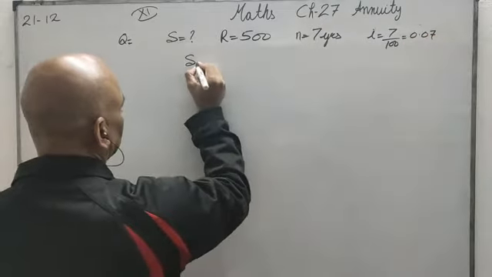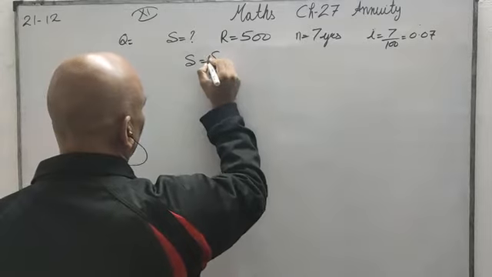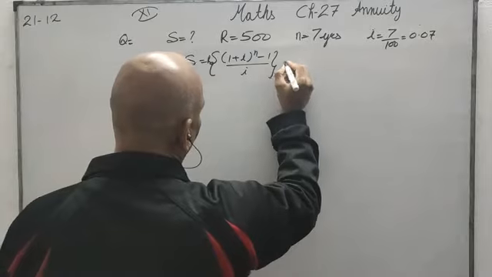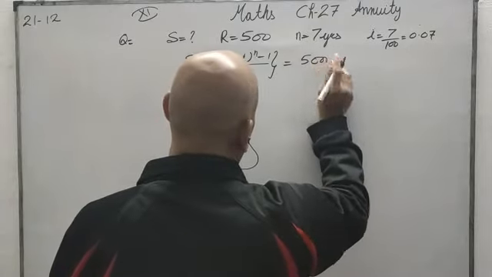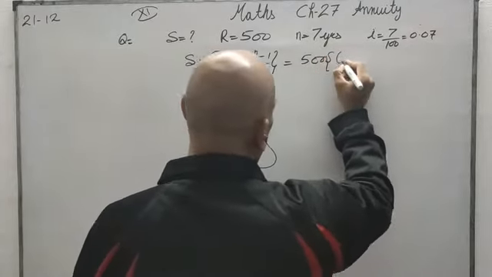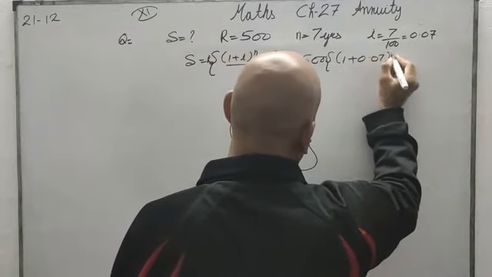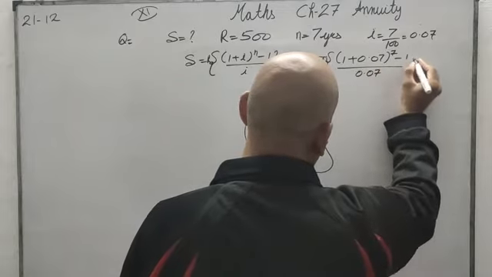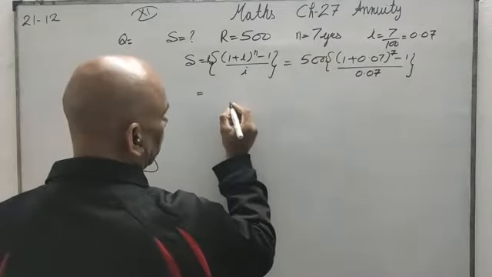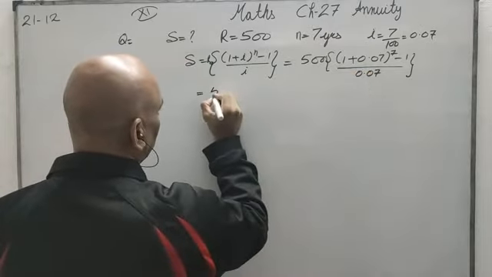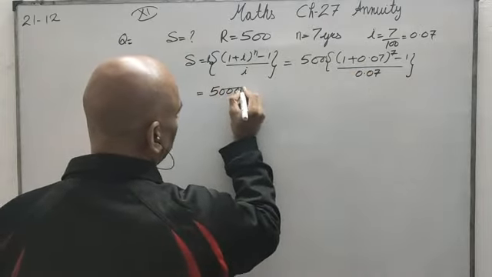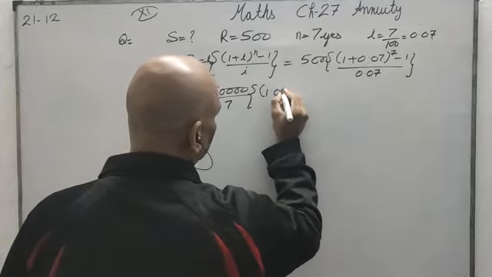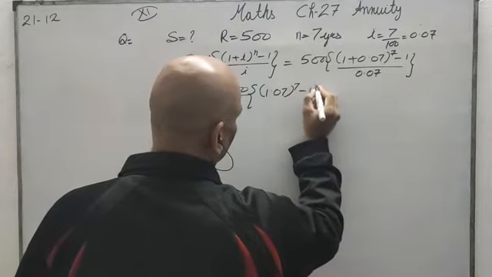Okay, so S is equal to R[(1 + I)^n - 1] upon I, that is 500[(1 + 0.07)^7 - 1] upon 0.07. So what I'll do, I'll put the decimal away. 50,000 upon 7 into [1.07 to the power 7 minus 1].